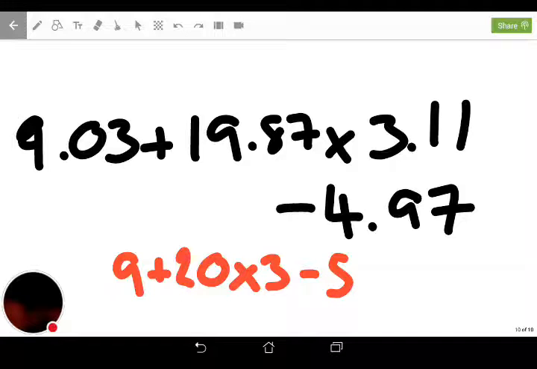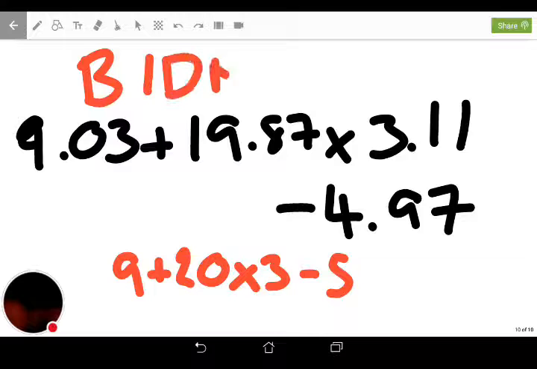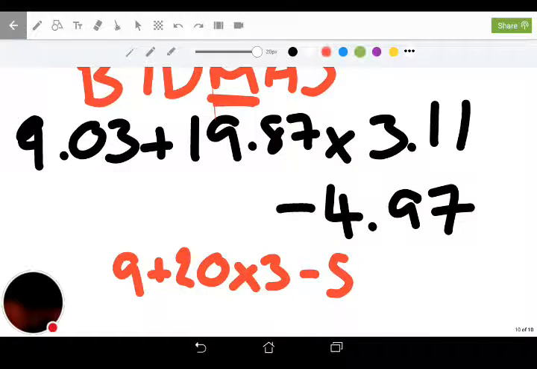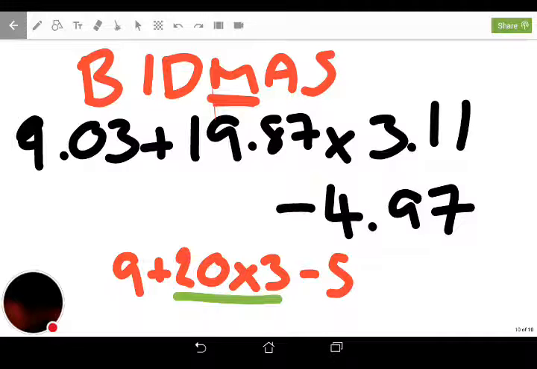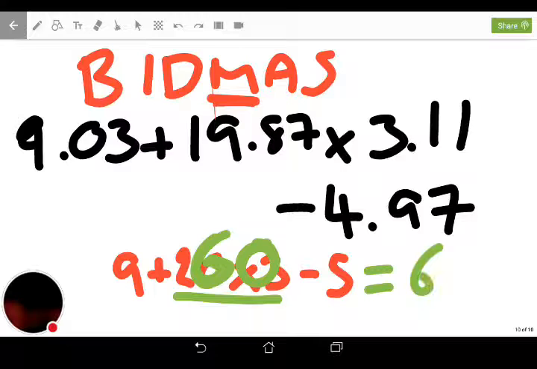Now, don't fall into the trap of doing 9 plus 20, which will give you 29, times it by 3, and then take away 5 from that answer. Because what we need to do is consider the fundamental law of maths, which is BIDMAS. So we need to look first, are there any brackets? No. Are there any indices? No. Are there any divisions? No. But there is a multiplication, so we're now up to the M in BIDMAS. So I need to do my multiplication first. I'll do 20 times 3, which gives me 60. So I've now got 9 plus 60, which gives me 69. Take away 5, which gives me 64. So my estimated answer to this question is 64.